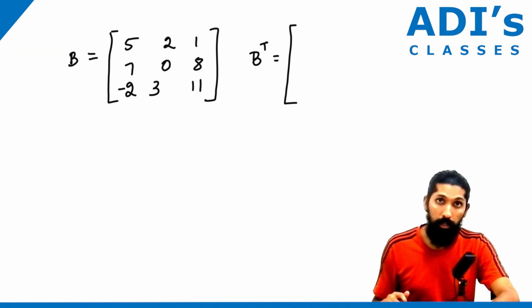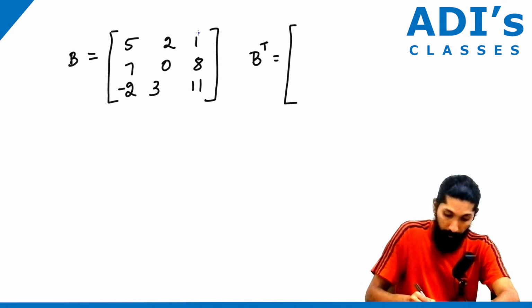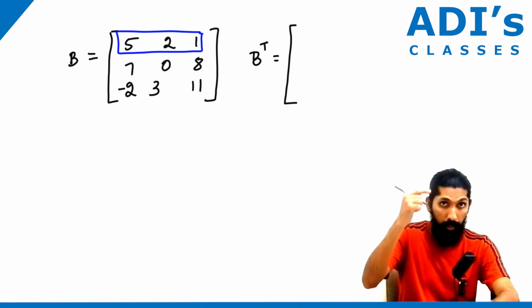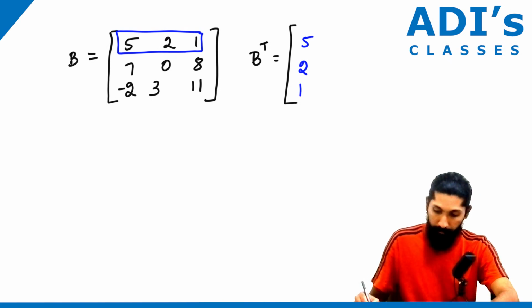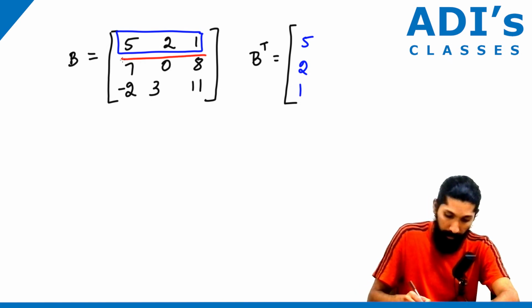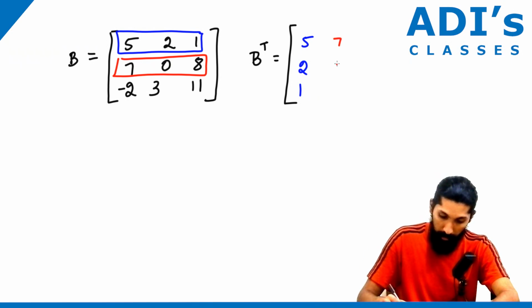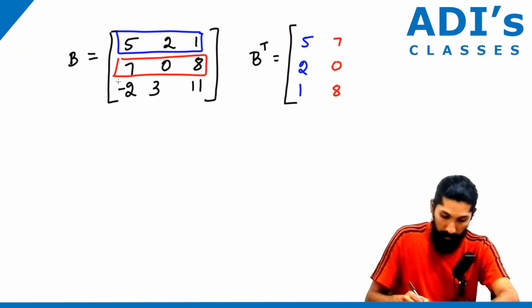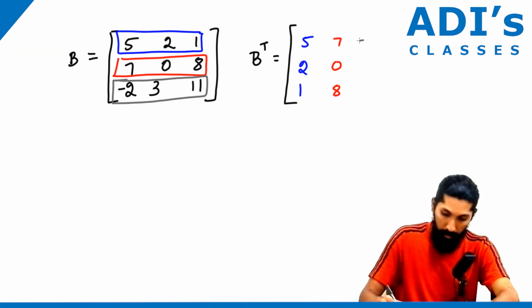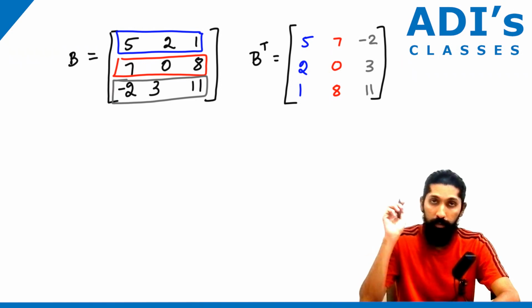Okay. Now coming to this example, here you have 5, 2, 1. 5, 2, 1 is the first row, correct? This is the first row. That becomes the first column. That means this becomes 5, 2, 1. Next, this is the second row. This becomes the second column. So this becomes 7, 0, 8. Then the third one. So third one is this. So minus 2, 3, 11. So now what you are seeing is basically the transpose of matrix B.